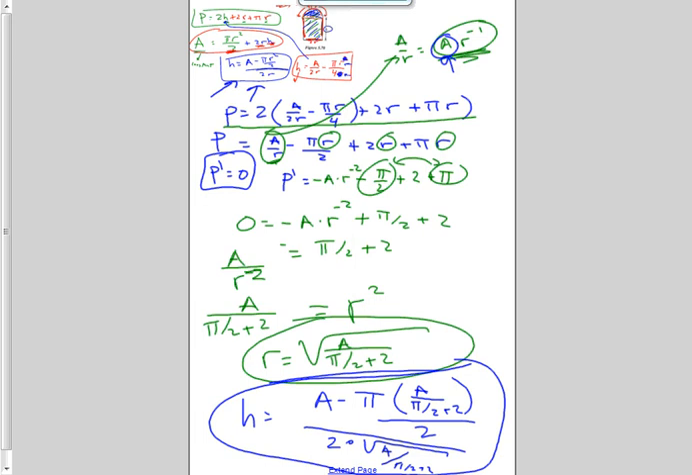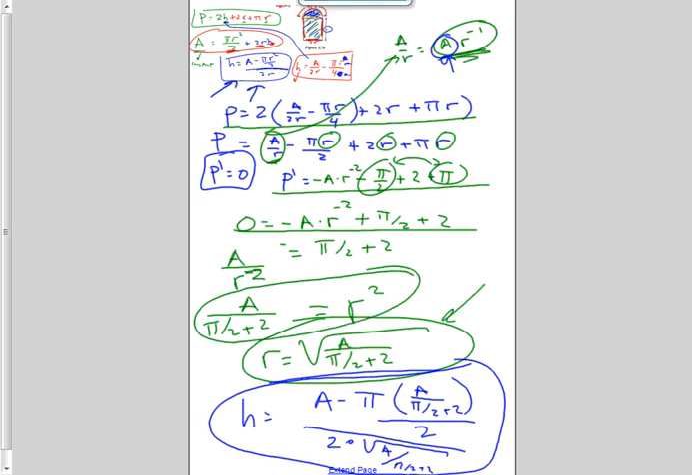Well, what I did is I found its derivative, I set it equal to 0, and I solved for r. And that gave me the r value, the radius that minimizes the perimeter. And then I plugged that r value into my height equation to get the height. And that's the radius and the height, which will give me the minimum dimensions, or the dimensions that minimize the perimeter.